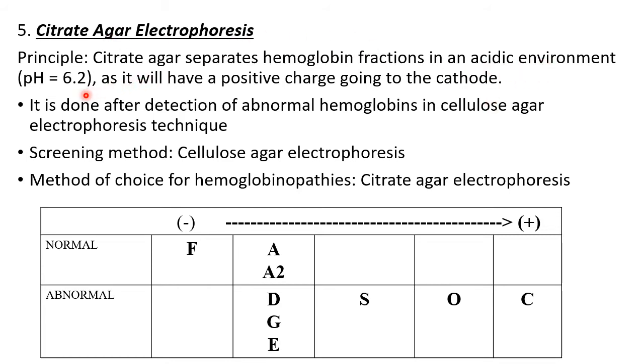At 6.2 pH, ang travel niyan pabaligtad, okay? From your anode going to cathode. So, sa mga normal hemoglobins, mabilis ngayon yung ating major and minor adult hemoglobin. Last naman si fetal hemoglobin. Sa mga abnormal, pinakamabilis si C, next si O, and then S, and then the groups D, G, E.